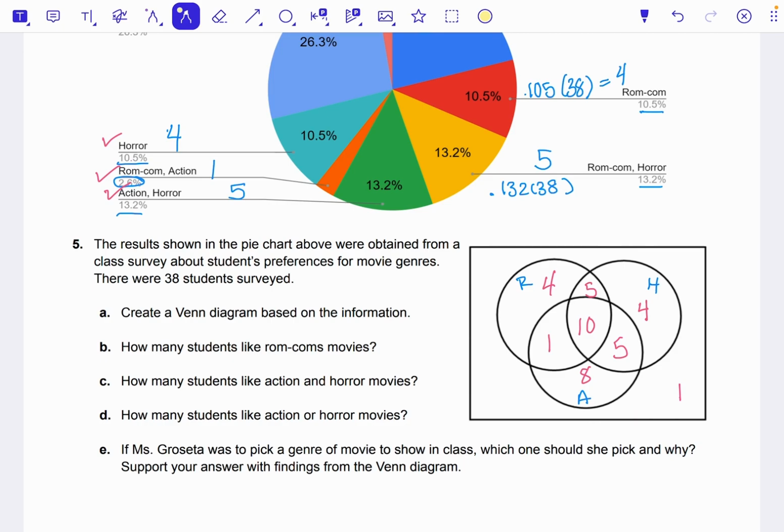So we're going to switch to highlighter mode so we can highlight what we see. How many students liked rom-coms? It's going to be more than the 4 up there, because keep in mind it's everyone inside that rom-com circle. So if we add up 4, 5, 1, and 10, 4 plus 5 is 9, plus 1 is 10, plus another 10 is 20 students. All right, so we got that one.